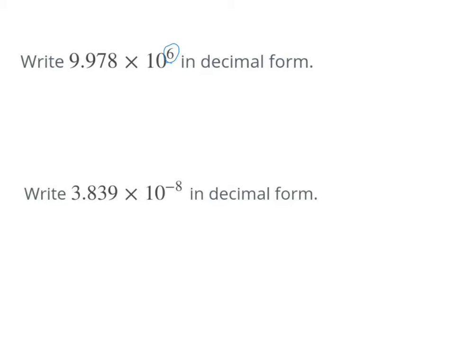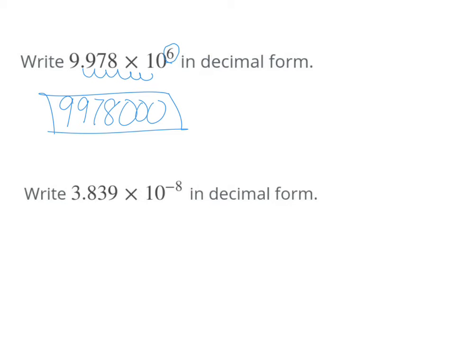So on this first problem, it's 9.978, but since I'm multiplying by 10 6 times, I'm going to move that decimal 1, 2, 3, and then I'm going to have to go 4, 5, 6. I'm going to have to add in 3 extra zeros there. So this number is actually 9,978, and then add 3 zeros in there.